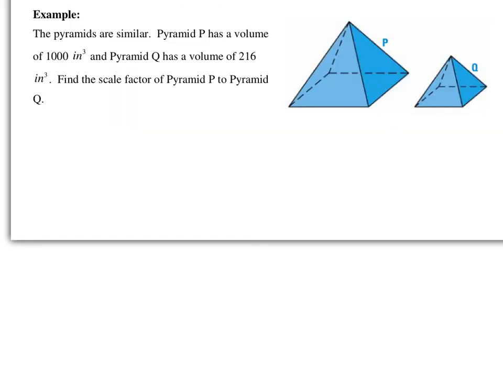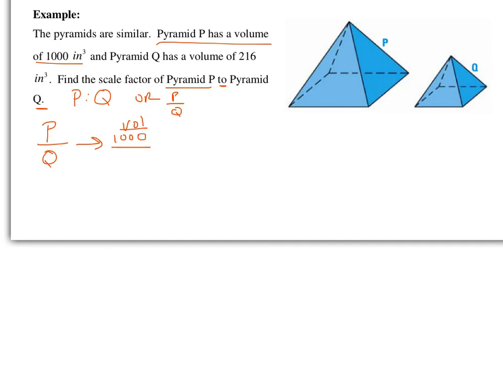On this very last one, we see that the pyramids are similar to each other, and we need to find the scale factor between the two of them. So notice it says the pyramid P to Q. So that's how we're going to write it, or we're going to write it as P over Q. So we're going to keep that in mind when we set up all of our numbers. So now when we look at it, we see pyramid P has a volume of 1,000. So for volume, we've got 1,000 for P, and Q has a volume of 216. But notice this is the volume ratio.